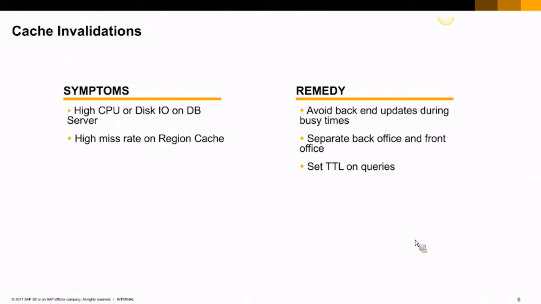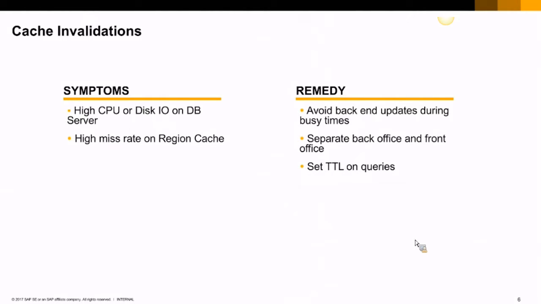Another way is to have a clear separation of the back office and the front office. If they are in two different Hybris clusters, it means the invalidation messages will be only for the back office, but will not impact the front office. So when you can segregate the two clusters, that makes it easier.